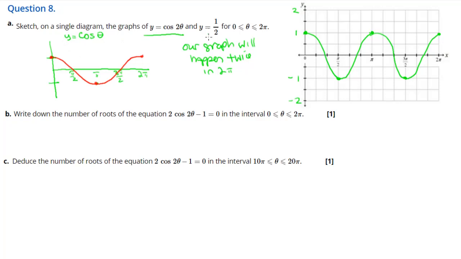And then they want me to graph y equals 1/2. Well, that's going to be a horizontal line. And so all I've got to do is label them and I'm good to go.